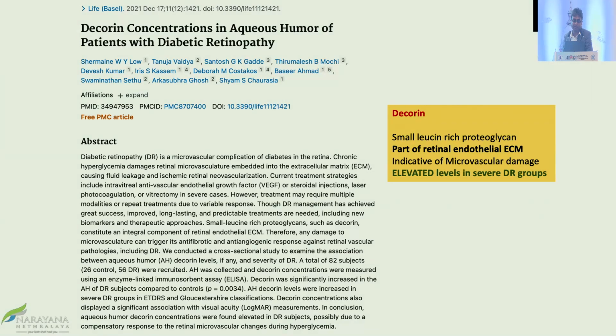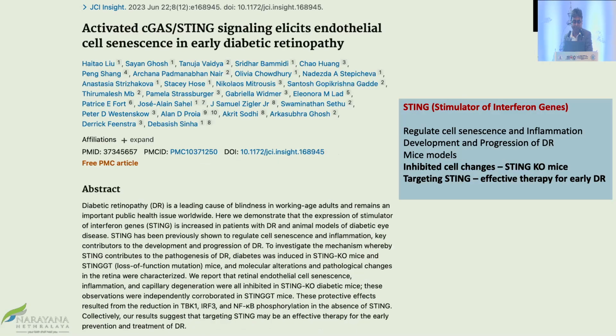It's a part of the retinal endothelial ECM. These elevated levels are seen in severe DR groups again. STING, this is a newer paper that we published. STING is a stimulator of interferon genes. It regulates cell senescence and inflammation, and it's extremely important for the development and progression of DR. And in mice models, we have seen that targeting STING could be an effective treatment strategy for early DR.